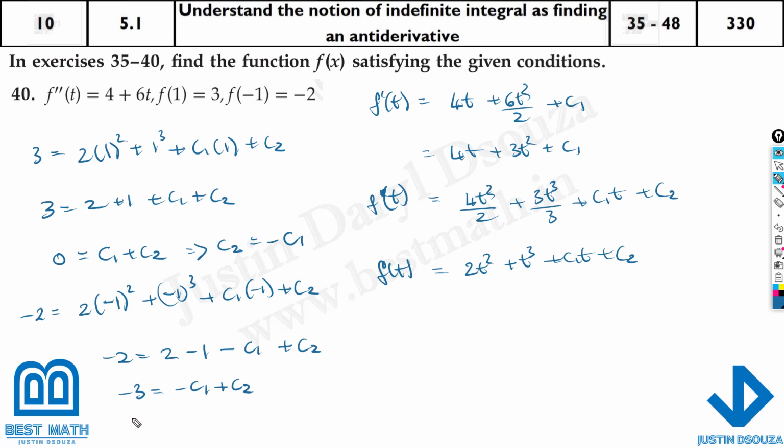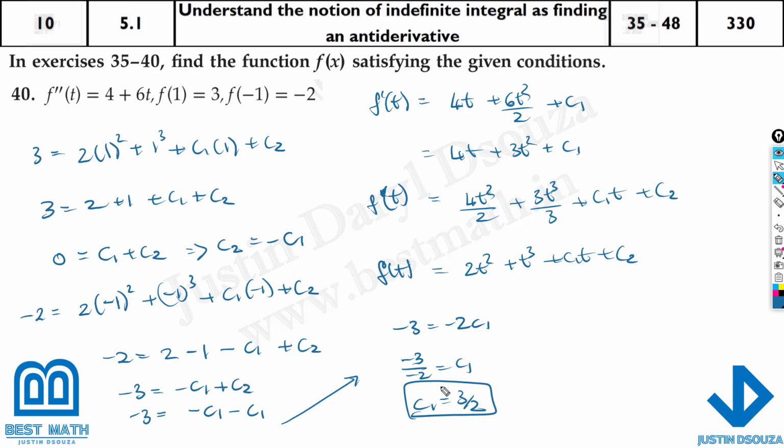Up to you. Minus 3 will be equal to minus C1. Now what is C2? Again it will be minus C1 because C2 is minus C1. So now we can simplify here. I'll just write it out over here. Minus 3 is equal to minus 2 C1. Take minus 2 to the other side, it will be minus 3 by minus 2 is equal to C1, or C1 is equal to 3 by 2. That is the first value for C1.